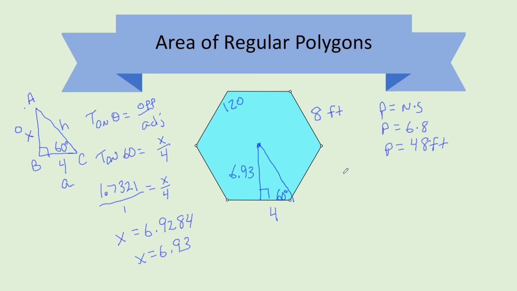So now we go do our area formula. It's important that you have to find the apothem and you have to find the perimeter. Once you have those, it's pretty easy to do. 1/2 times 6.93 times 48 is 166.32 feet squared.